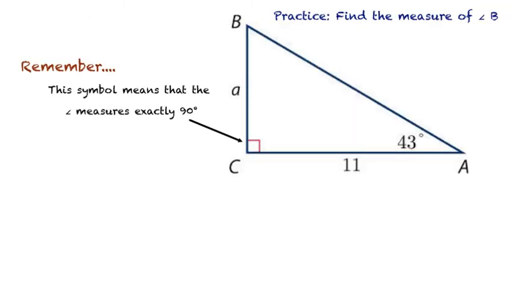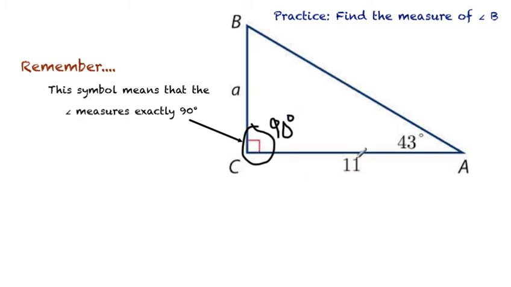Let's practice another one. And for this one you might see something that you don't recognize. I want you to look at this symbol right here. This little square looking thing in the corner at angle C. Anytime you see that symbol, that means that that angle measures exactly 90 degrees. So I'm going to write 90 in there because I know that angle measures exactly 90 degrees. Now that's something to record in your notebook and to remember what that symbol means.